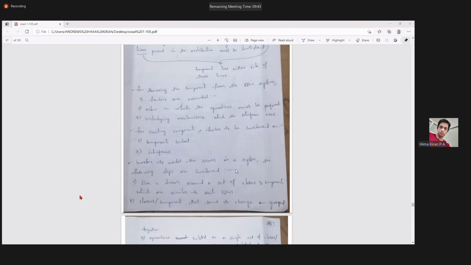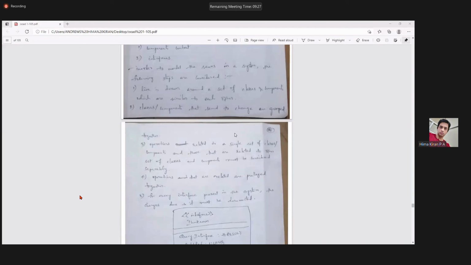In order to model the seams in a system, the following steps are considered. Seams in a system are nothing but the working procedure of a system. In order to represent the working procedure of a system, what are the steps we need to follow? The first step is that a line is drawn around a set of classes and components which are similar to each other. So a line is drawn around a set of classes, in the sense we need to identify the similar type of classes which have the same type of attributes and operations. That means we need to group all those classes together. In some location, we need to place all those things.